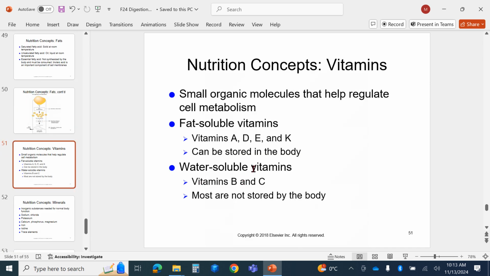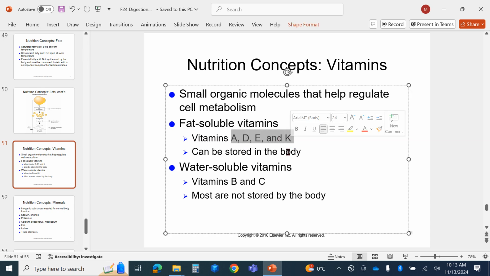Vitamins, small organic molecules that help regulate cell metabolism. You've got fat-soluble vitamins, A, D, E, and K. Okay. These ones here can be stored in the body, but be careful. There's no way to get rid of them if you take too much. Water-soluble, B and C. Okay, the majority of it just goes down the toilet. Yeah, we really shouldn't need vitamins in this day and age, with the amount of healthy food, but it's just a way of topping up, and don't count on vitamins to provide you all of your nutrients, because a lot of them just go right down the toilet.